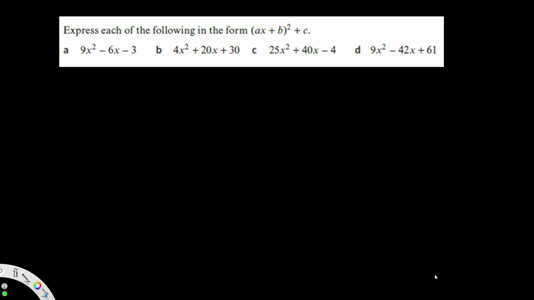On this one, for instance, we are given 9x squared minus 6x minus 3. I want you to look at this number that we have here, and also pay attention to this number that we have here. When you're given such a question and you're supposed to express it in this particular form, I expect you to find the square root of the first term, 9. The square root of 9 is going to be 3. So we're going to write 3x.